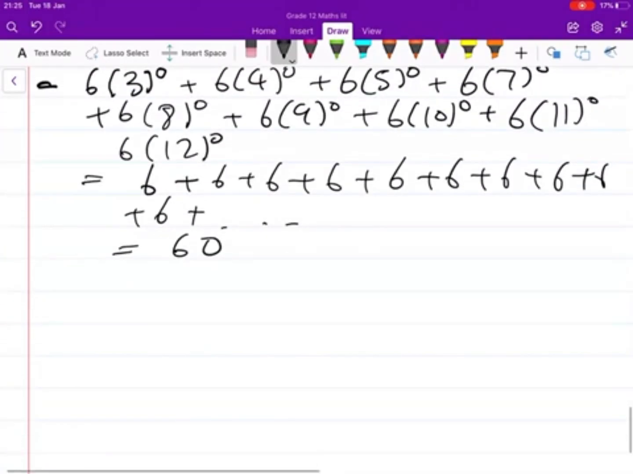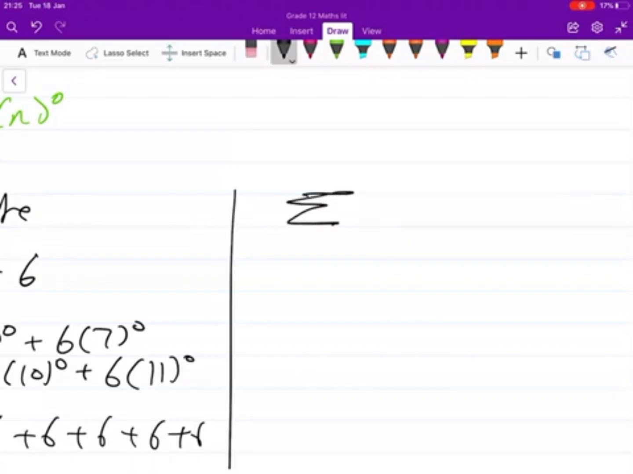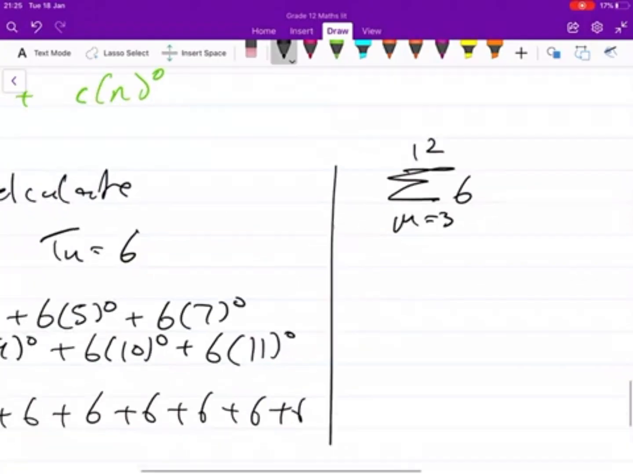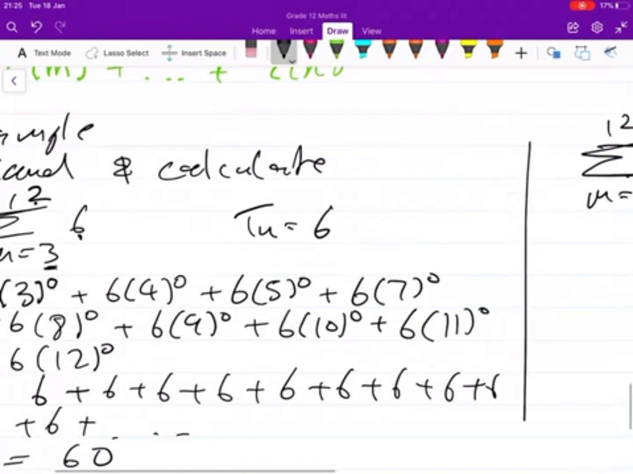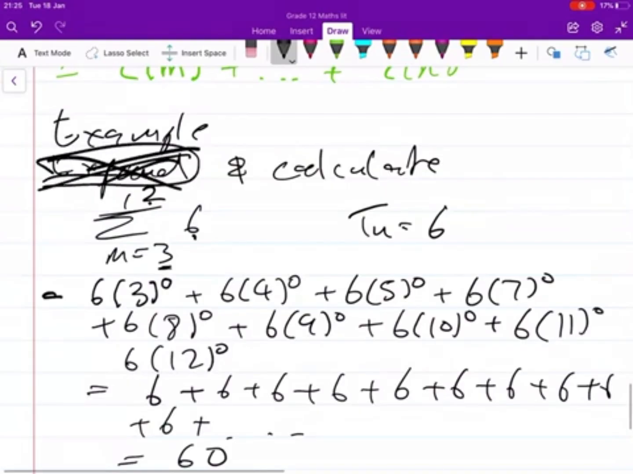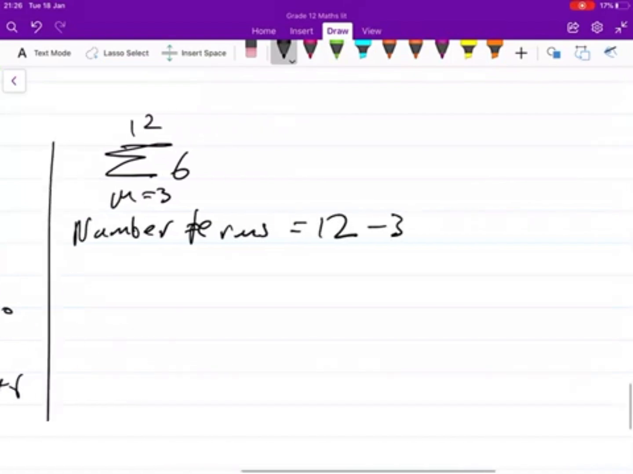But somebody's asking, is there a better way? Yes. Since I know that this thing is repetitive, what I can do, provided they didn't ask you to expand, is this. Let's say they didn't ask you to expand and they just said calculate. First thing I would do is find how many terms are here. Remember, the number of terms would be the last term subtracted by the first value plus 1, which would be 9 plus 1, meaning there are 10 terms here.